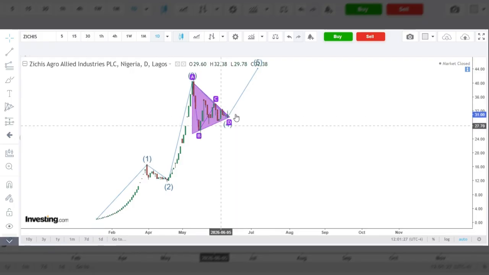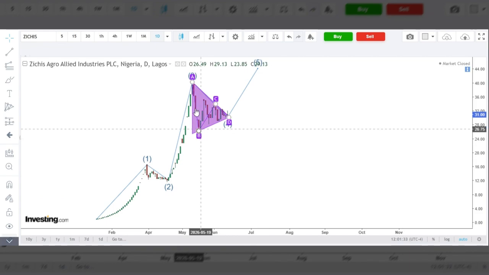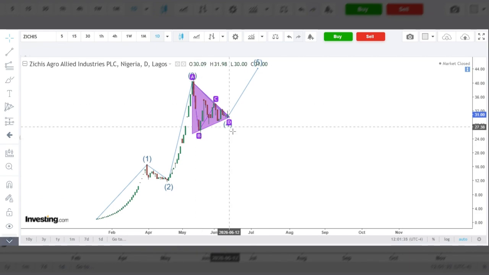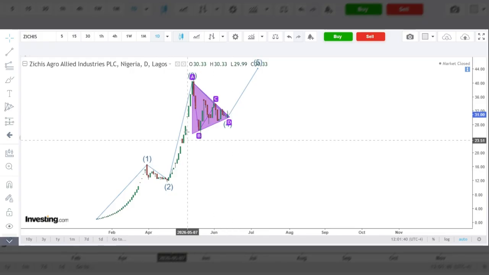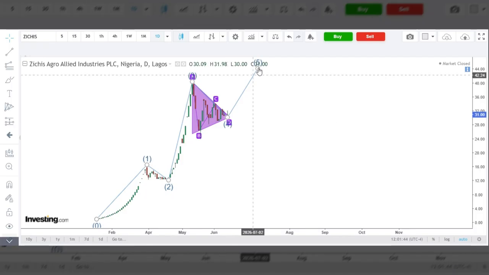So this is a very good opportunity to even buy this stock. Okay, so that is that for this. This is 1, 2, 3. Okay, this is asymmetric. They call this an asymmetric triangle. So now let's predict where wave 5 is supposed to end.